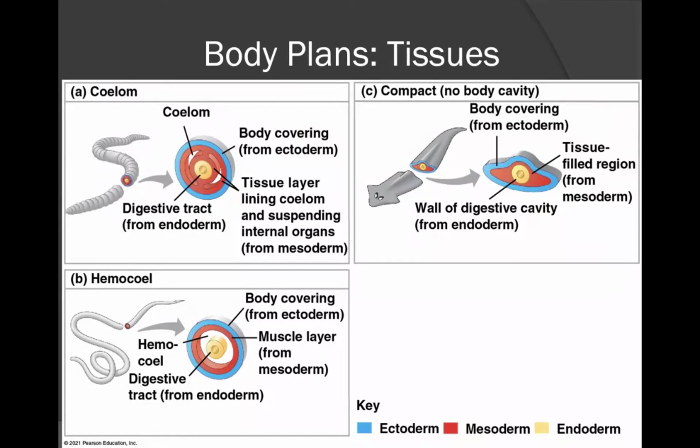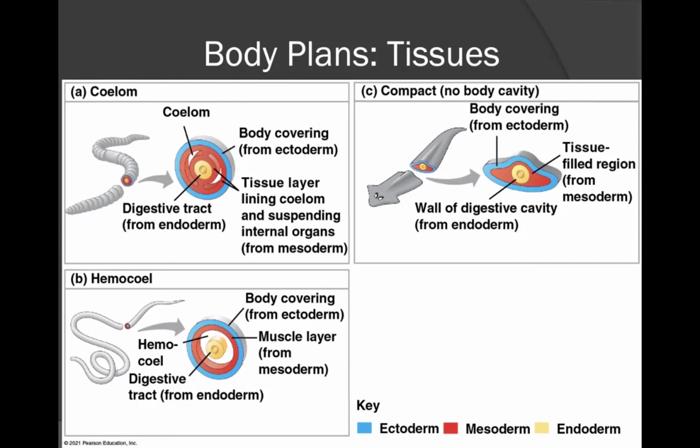This diagram denotes the difference between a coelom, a hemocoel, as well as an acoelomate. Note in the true coelom, we have it being derived from the mesoderm. The endoderm resides in the middle of the animal, which then will give rise to the digestive tract. The mesoderm gives rise to the muscle tissue, which contains the body cavity, and that is surrounded by the ectoderm.